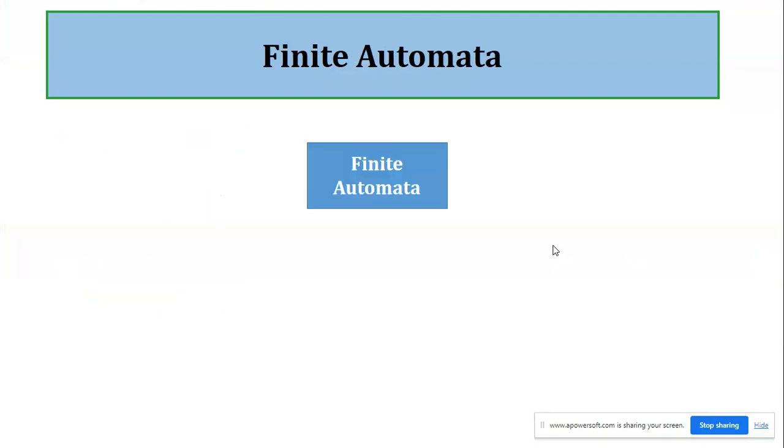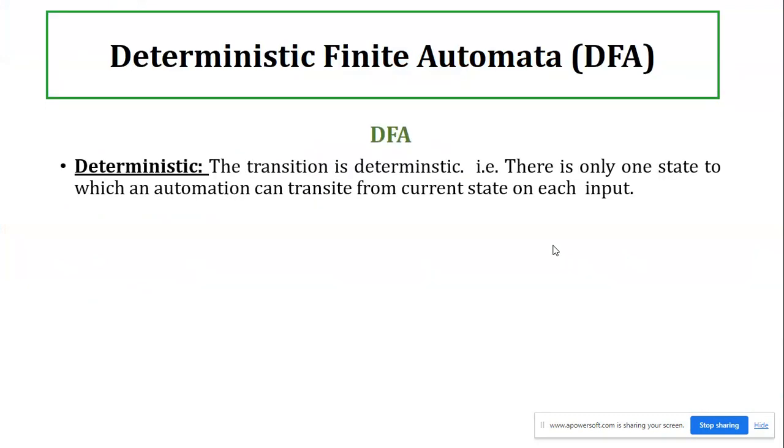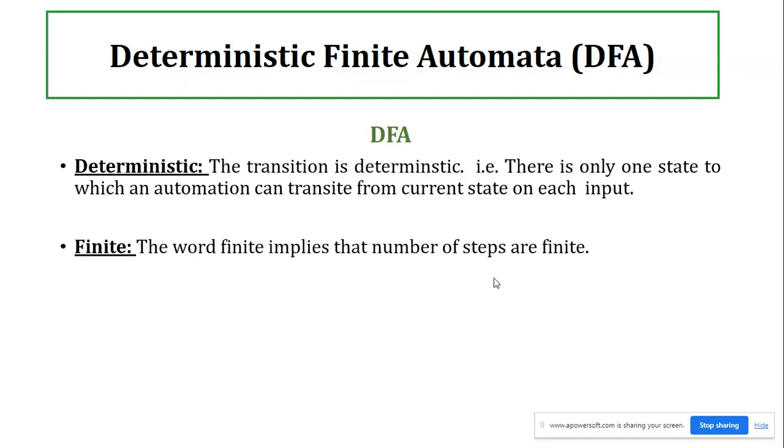We know that there are basically two types of finite automata, deterministic and non-deterministic. In deterministic finite automata, the word deterministic means that our transition is deterministic: there is only one state to which our machine can move for the current input symbol. That's why it's known as deterministic finite automata. We can easily determine, for a current input symbol, which will be the next available state. And the word finite means that the number of steps will be finite when we are processing the string.